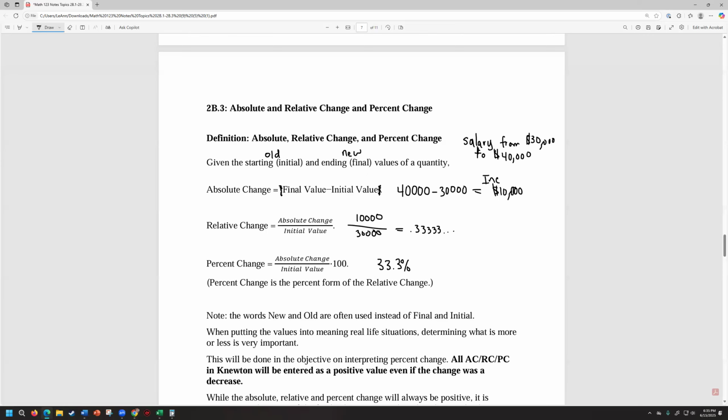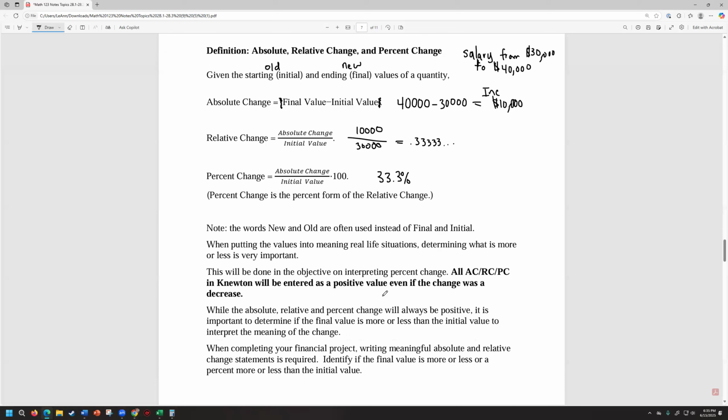Okay. So notice I said the words new and old are sometimes used instead of final and initial. When we're putting these values into meanings for real life situations, we usually talk about whether you have more than what you started with or less than. Okay. This will be done in the objective on interpreting percent change.